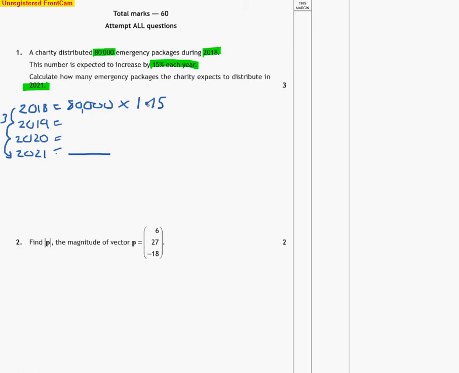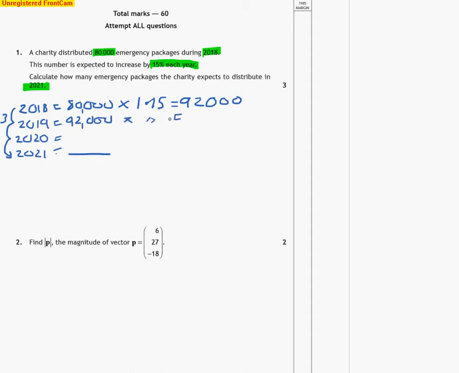Now you could work this out in this order. You could work that number out. What does that give us? 80,000 times 1.15, so that gives us 92,000. And then we could take the 92,000 and do the same again, times that by 1.15. We could do that.